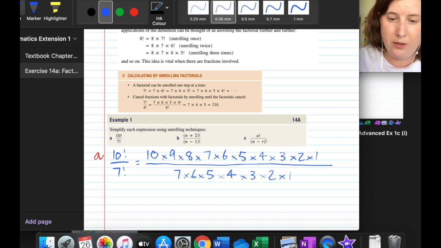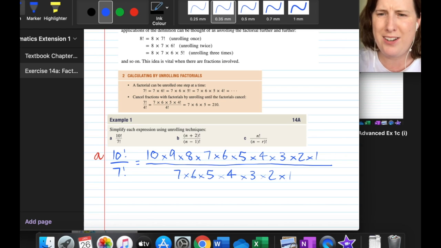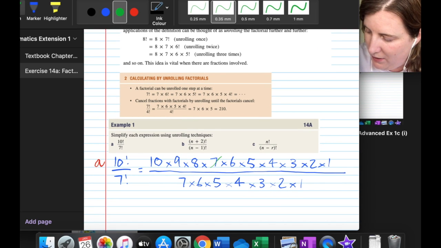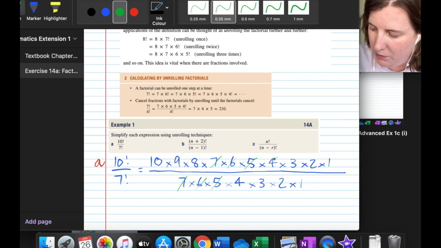Now, you'll notice that all of these are multiplied. Just as with algebra, if we had 12ab over 4a, you could cancel out the 12 and the 4 to be 3 over 1, and the a's you can cancel out. If stuff's multiplied, you can cancel it out top and bottom. So we're going to cancel out everything that appears top and bottom because it's all multiplied. It's the same as dividing by those.